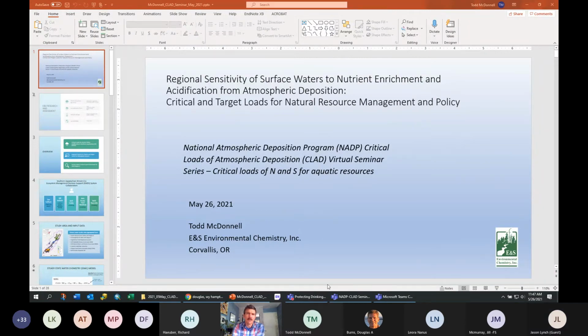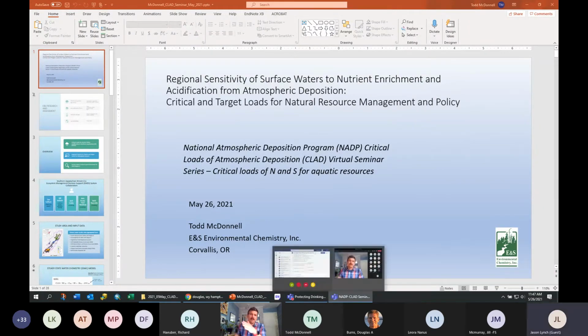Jason, one of the things you had mentioned in this was that you showed the response of brook trout to that level of ANC and the critical load, etc. How do different species respond to these changes in ANC? Is it all pretty much happening at that level, or how variable is it in these lakes and streams?